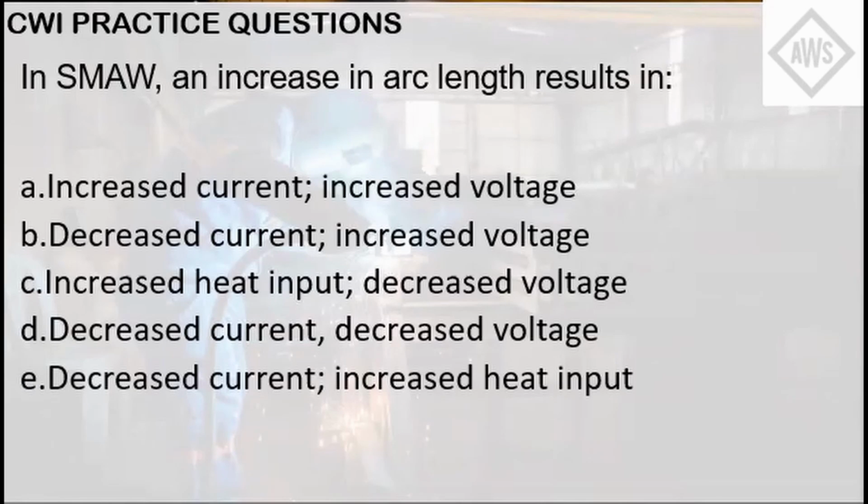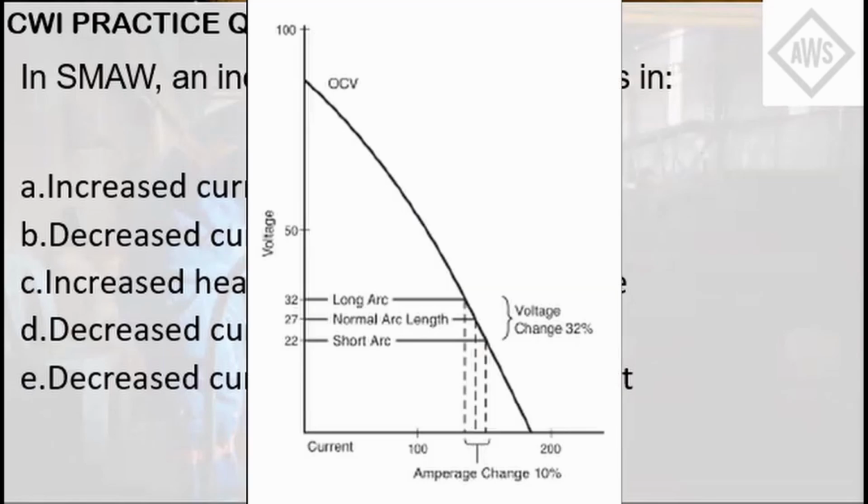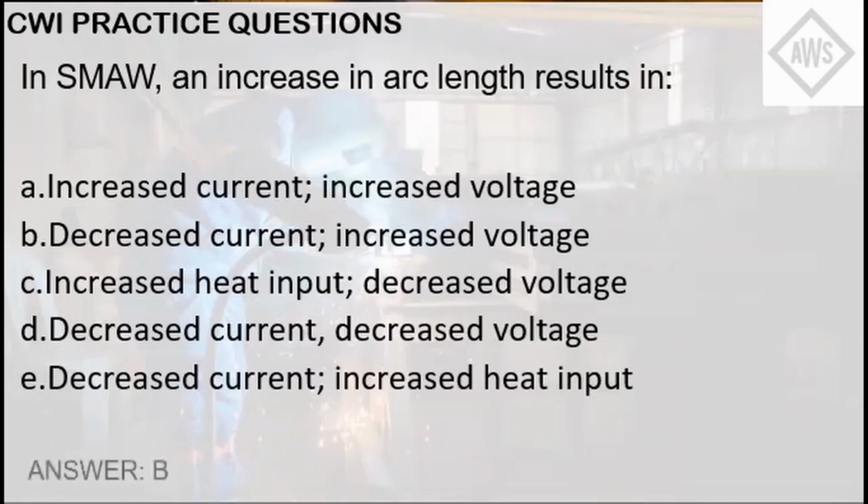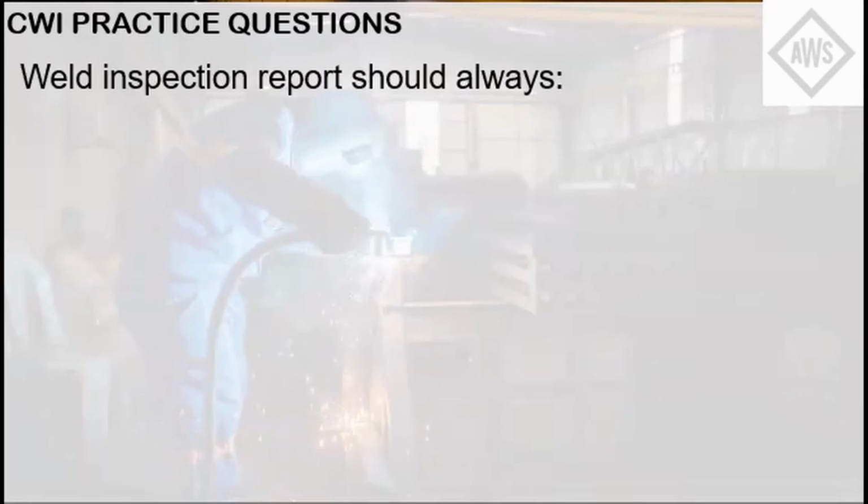As a welder increases the arc length, the resistance in the welding circuit also increases because of the larger gap between the electrode and the base metal. As seen here in the voltage-current graph of SMAW, the increase in resistance caused a slight decrease in the current flow across the gap, in this case 10%. This decrease results in a significant increase in voltage, in this example 32%, supplied by the power source, which limits the drop in current. So, from the choices, the answer is letter B. Decreased current, increased voltage. Next question.